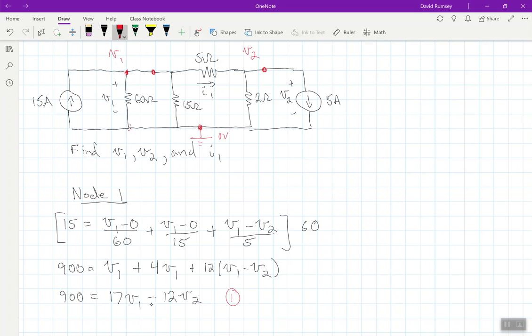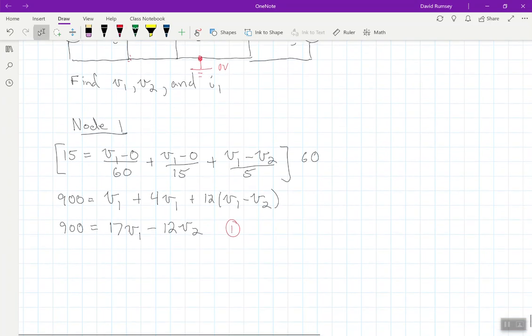Well, since the node I wrote was at node 1, finding voltage 1, the next equation I probably would want to write would be at node 2, because that's where voltage 2 is. That's where my other unknown is. So let's go ahead and do that. So node 2.